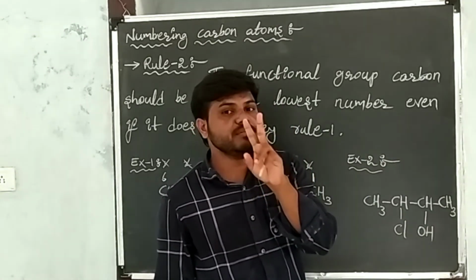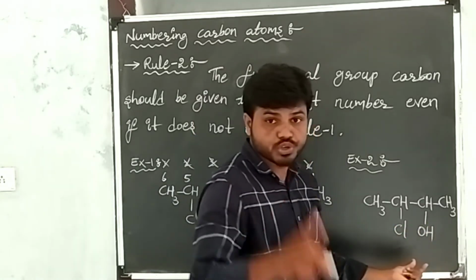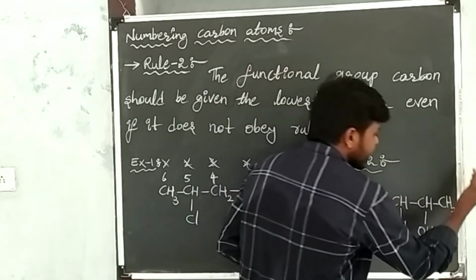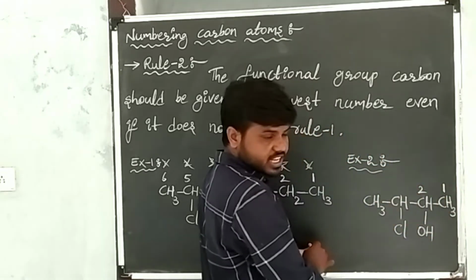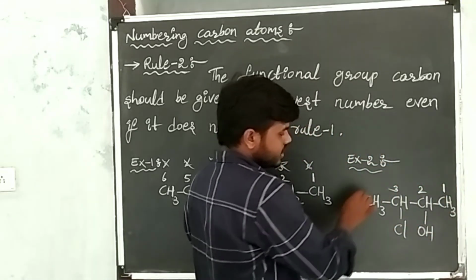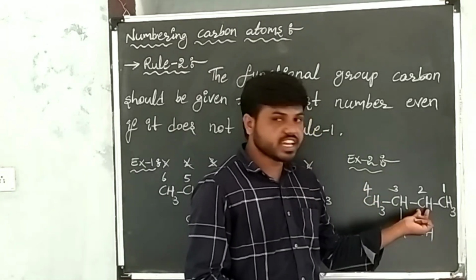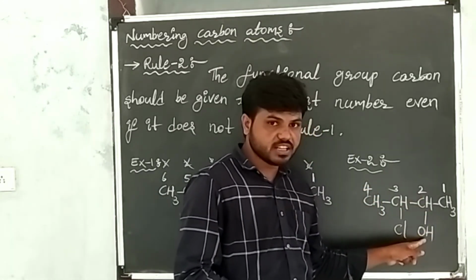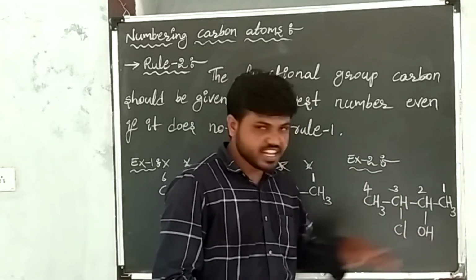So we need a minimum value, right? Least number. This functional group should get the least number. That's why I am giving numbers from right to left. This is first carbon, second carbon, third carbon, and fourth carbon. See, alcohol is getting 2nd position. At this carbon alcohol is there, the position of alcohol is the 2nd carbon. We are getting the least number.